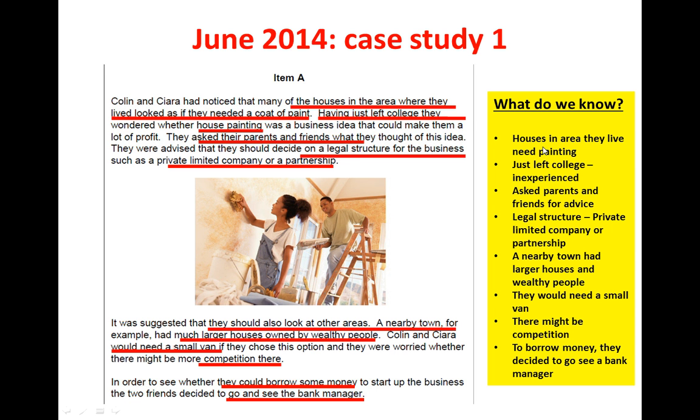We know that the houses in the area that they live in need painting. They've just left college, which means they are inexperienced. They ask parents and friends for advice. The legal structure: they're thinking of setting up as a private limited company or a partnership. They know that there's a nearby town that has larger houses and wealthy people, but in order to work there, they would need a small van. There might be competition there, and to borrow money, they decided to see a bank manager.